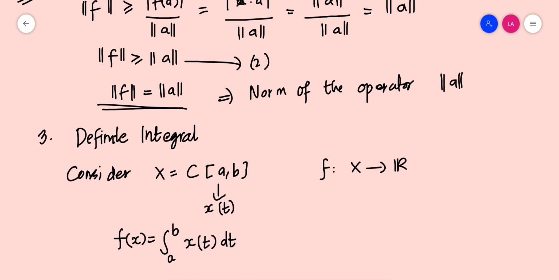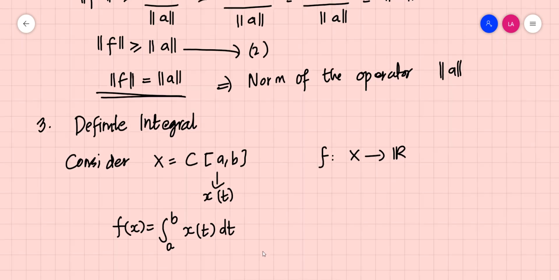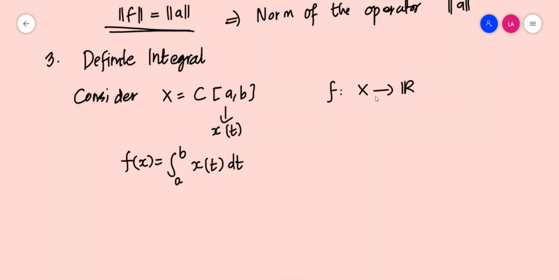We have to prove that this is a bounded linear functional. It is a functional from the definition itself, since it is defined from a vector space to R. Now it is enough to prove that it is linear. So consider alpha 1, alpha 2 scalars, and x of t and y of t belonging to C[a,b].